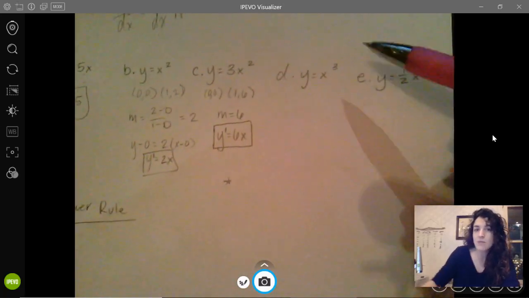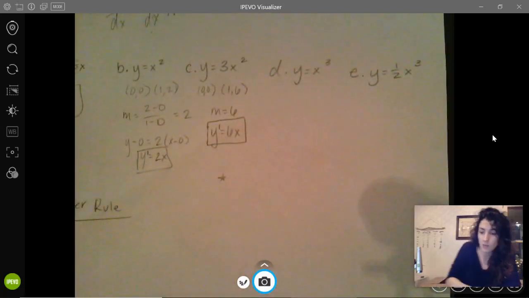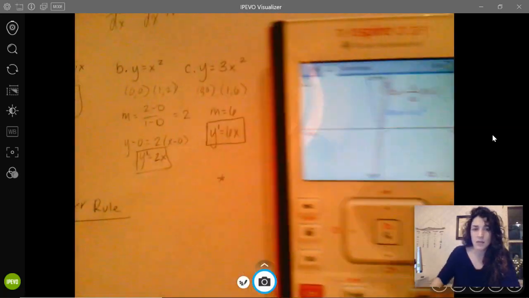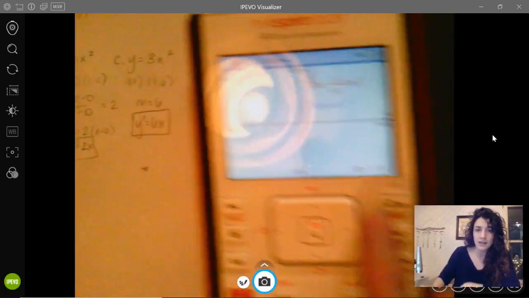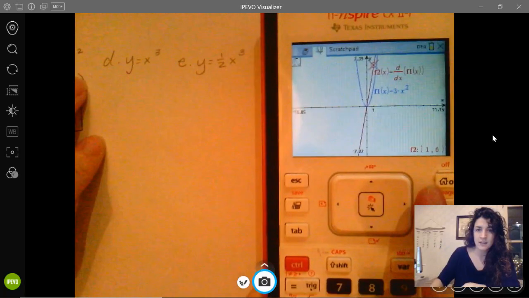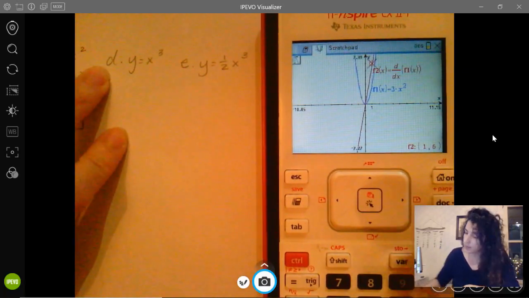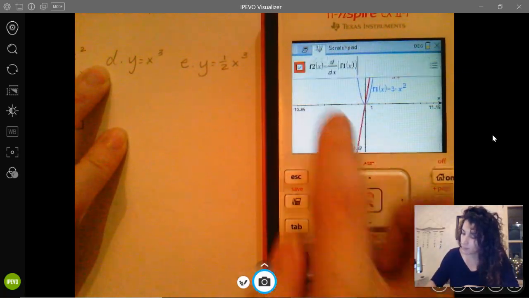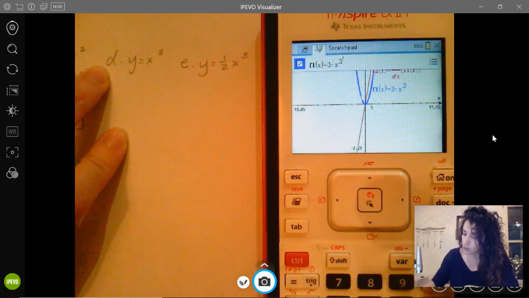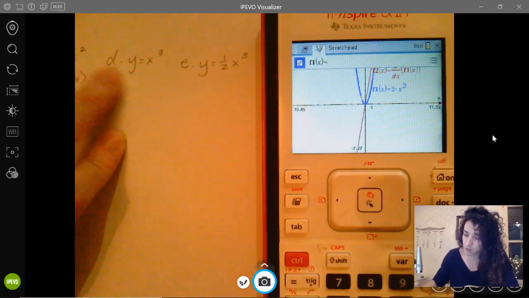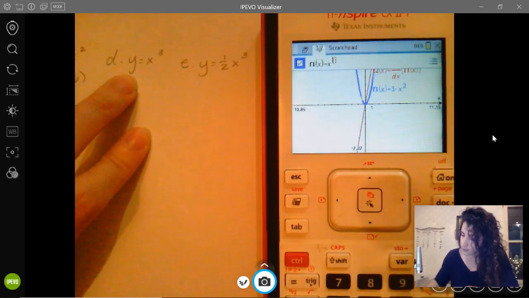Okay, so now we're going to move on and talk about cubic functions and look at what happens to the derivative when we talk about it in a cubic way. Sorry. There we go. Again, I'm going to not change my second. I'm just going to go up here and change my first, which is just x cubed.